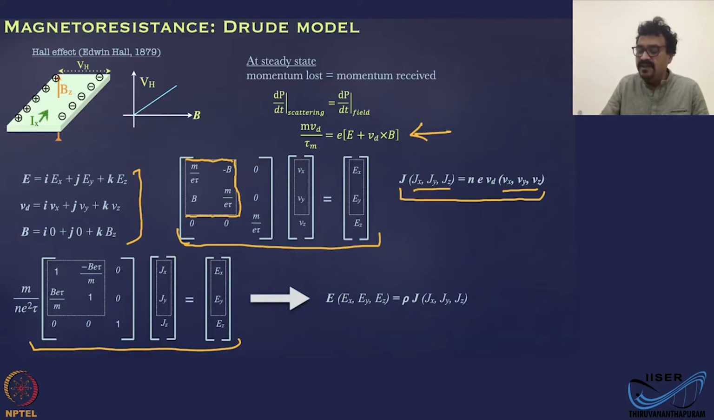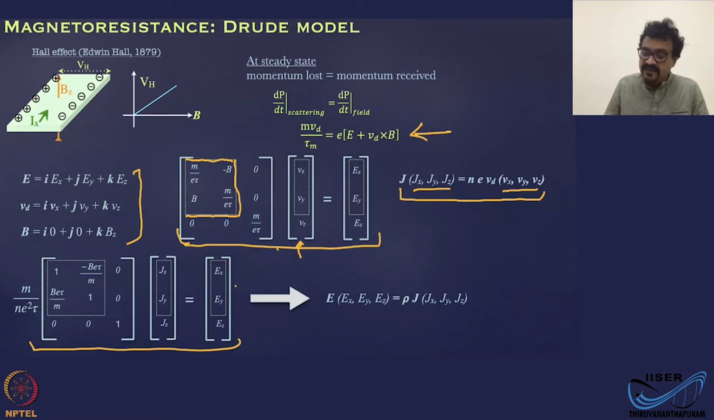The aim here is to replace these with the J_x, J_y, and J_z components. That is the only change when you go from here to here. So here you take these v's and replace them with J_x, J_y, and J_z using this equation. You do some rearrangement, and eventually you will get m by n e squared tau, into this matrix. The J vector is going to give you the E vector, the electric field vector.